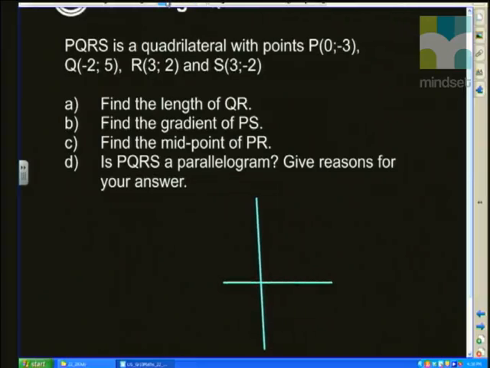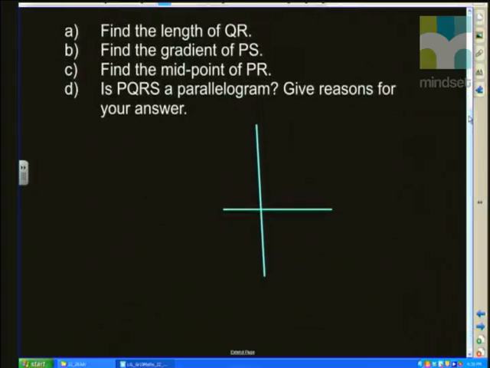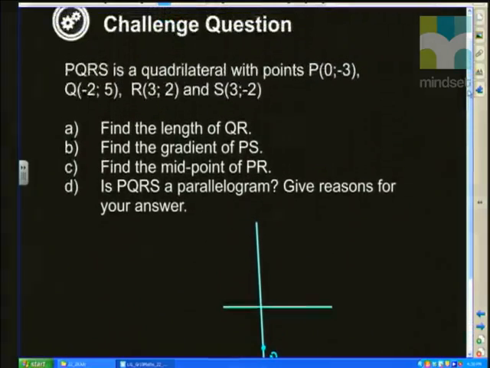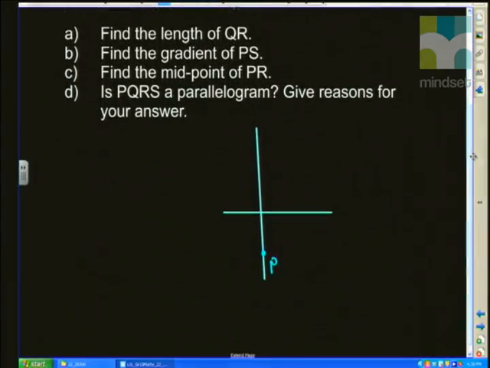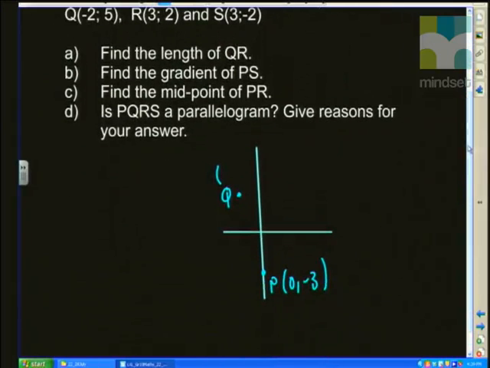We've got that point P is 0 and minus 3. So x is 0, y is minus 3. So let's say that's somewhere there. That's point P. We've got Q, x is minus 2 and y is 5. So let's say that that is there. Okay, and I'm just going to write the coordinates as we put our diagram together. Here x was minus 2, y was 5.